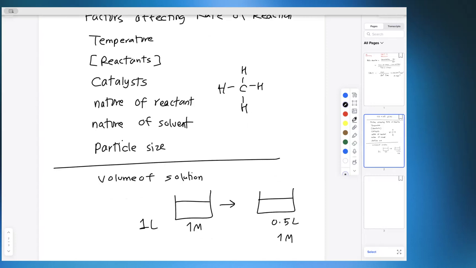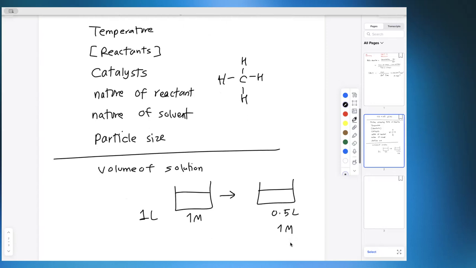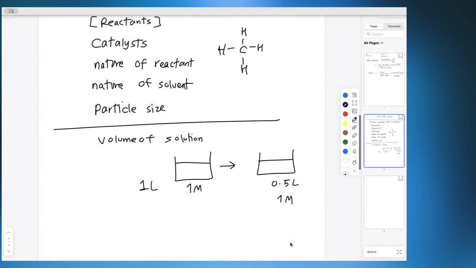So take care, because many of the people will fall for that in the exam. If you did not change the concentration, then there is no effect on the rate of the reaction at all, because at the end it is what? It is the same concentration. So changing the volume of the solution does not change the rate of the reaction, because you did not change the concentration, you just changed the volume. Even if you make it half, if you make it a very small volume, still it is having the same concentration.